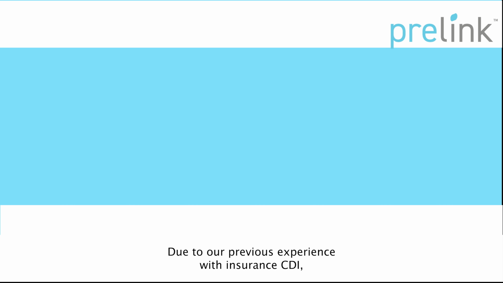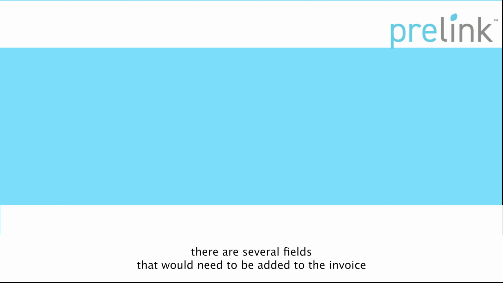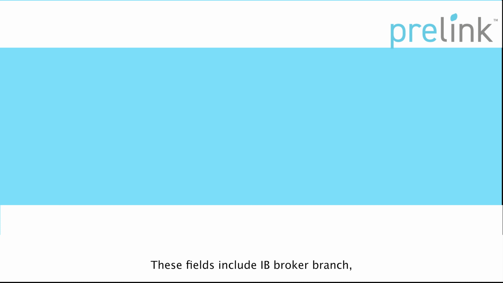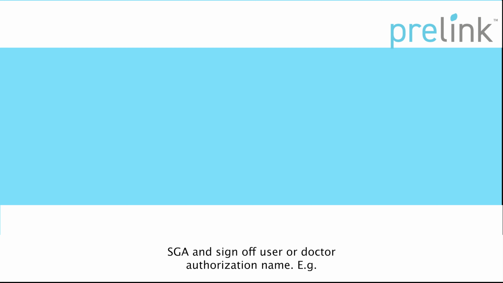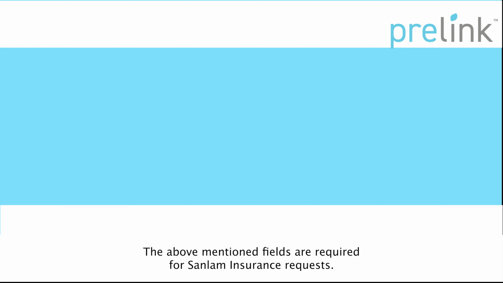Due to our previous experience with insurance EDI, there are several fields that would need to be added to the invoice data that is transmitted to GoodX. These fields include IBB broker branch, IBN broker name and code, VTP collection type, VCD collection location, DPT department, SGN sign-off user or doctor authorization name. E.g. the above-mentioned fields are required for Sanlam insurance requests.